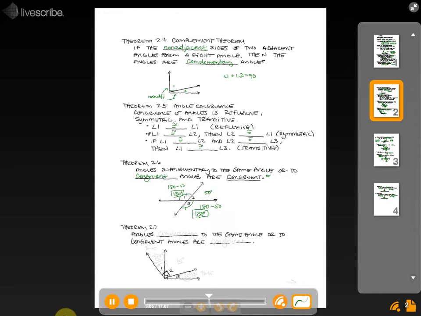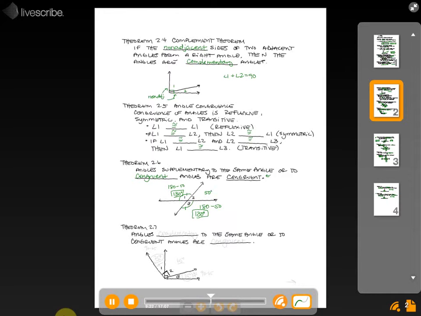Okay, and we showed that with numbers here. We showed it with 130. I could put any number in there for angle 2. And any time that I would subtract it from 180, I would get angle 1, and then I'd subtract it again from 180 to get angle 3. 1 and 3 will always be congruent.